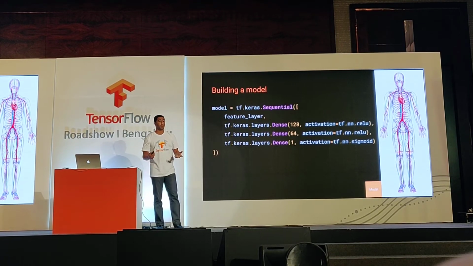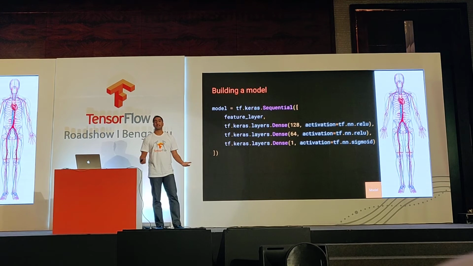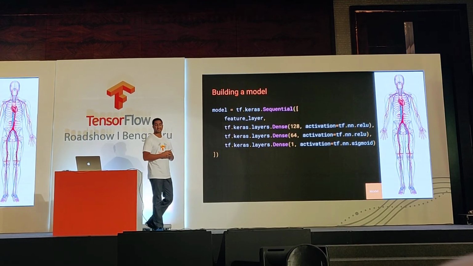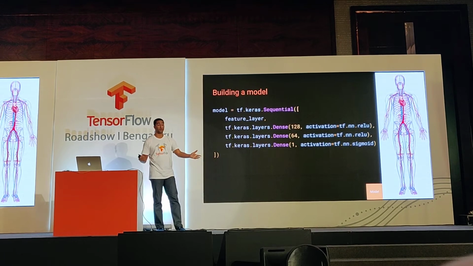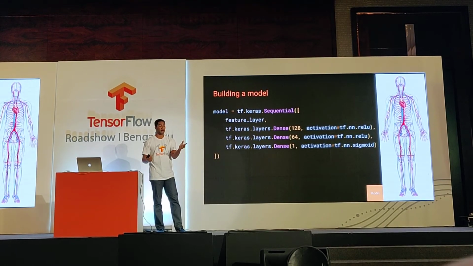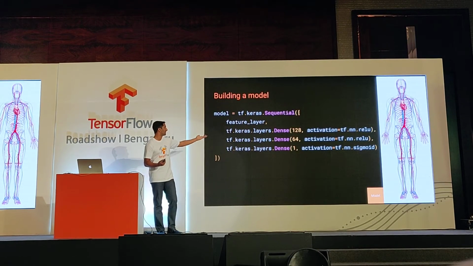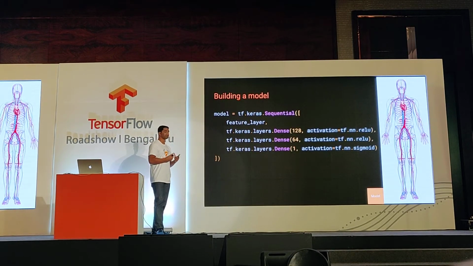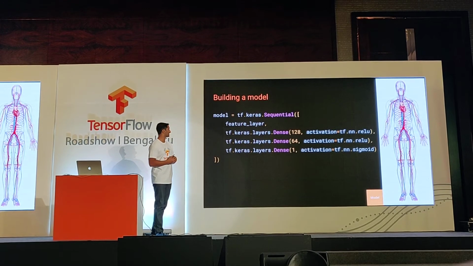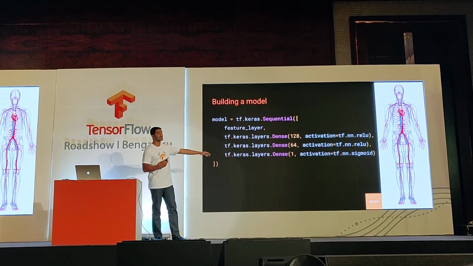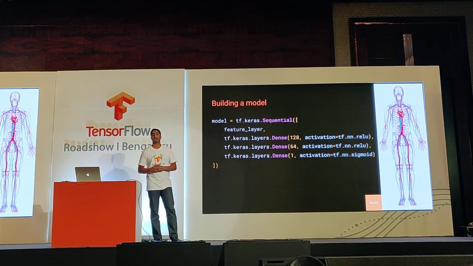Cool, so on to building the model. We're going to use tf.keras to build our model, and we're going to use the sequential class. And as you can see, we're creating the model literally in one line. So our first layer is the feature layer that we discussed. We have a second layer that's just 128 hidden units, third layer that's 64 hidden units, and then we're applying the sigmoid activation function on our final output layer.